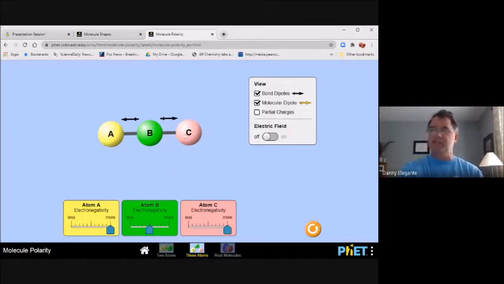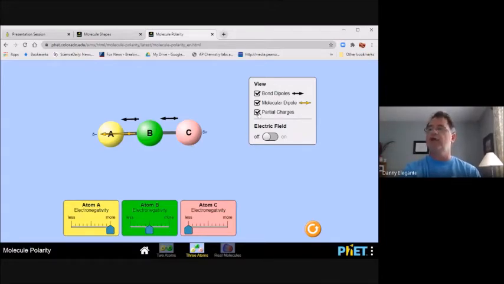However, let's change this C atom. Instead of being really electronegative, let's make it much less electronegative. And what you can see happen is the electrons are being pulled towards the B atom, and the A atom is really pulling on the electrons from the B atom. So overall, this end of the molecule where A is ends up with the electrons more of the time. And so we would call this a polar molecule.